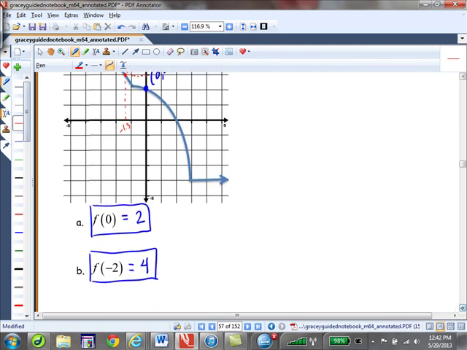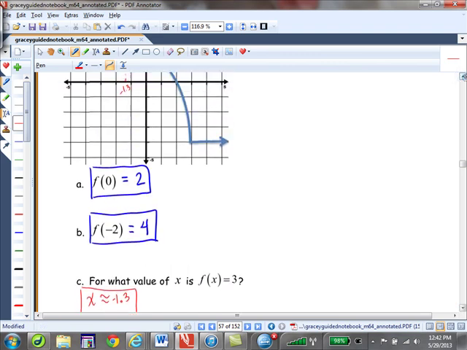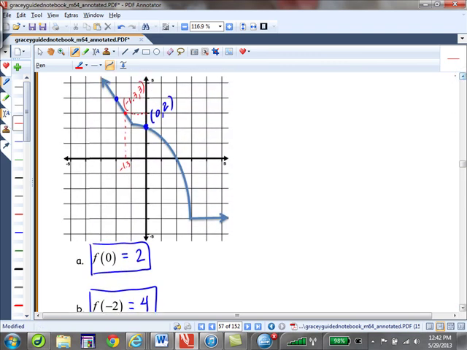All right, and then let's see what it says here. What is the domain of f? So let's look at the graph. If you look left and right, just imagine this arrow continuing on. Does it ever stop? Does it ever hit something on the left? Good, no, it doesn't. So it goes infinitely to the left.